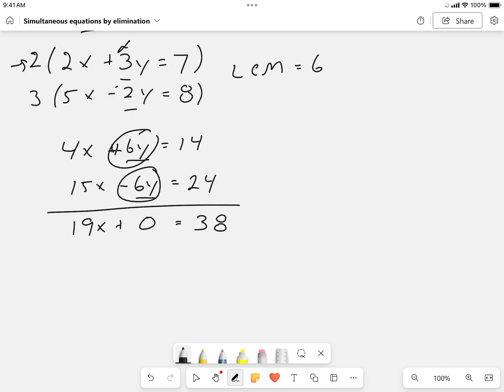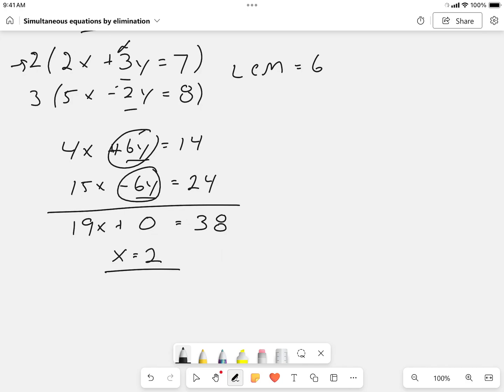All right, so now what I've got is 19x equals 38, and so that's going to give me, if I divide by 19, x is equal to 2. Okay, so there's my solution to this equation for the x value. Now, just like before, I take the 2 and I plug it back into one of these equations.